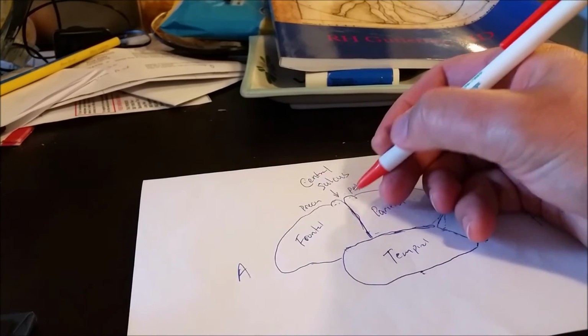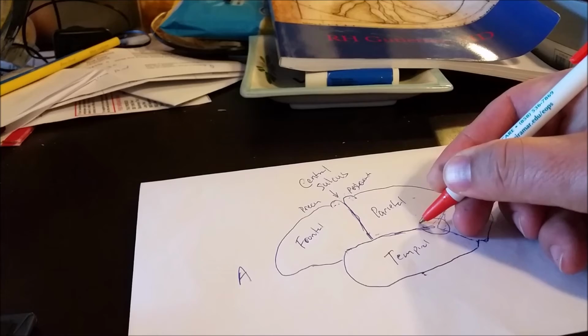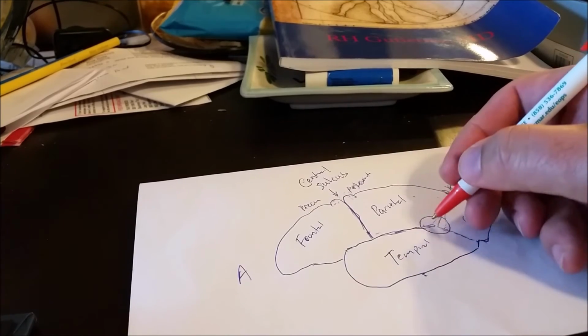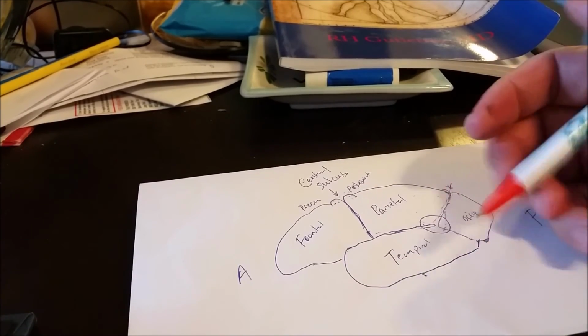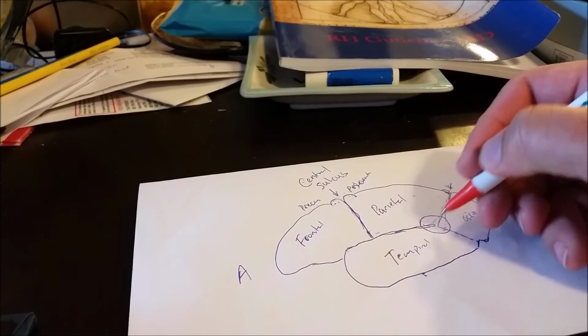So we talked about the precentral, the postcentral. The other one that's really important is located here. It actually is part of all three of these, and it's called the angular gyrus. Now, the angular gyrus is involved in word choice and listening. It's also involved in reading and writing, depending on what side of the brain you're at.